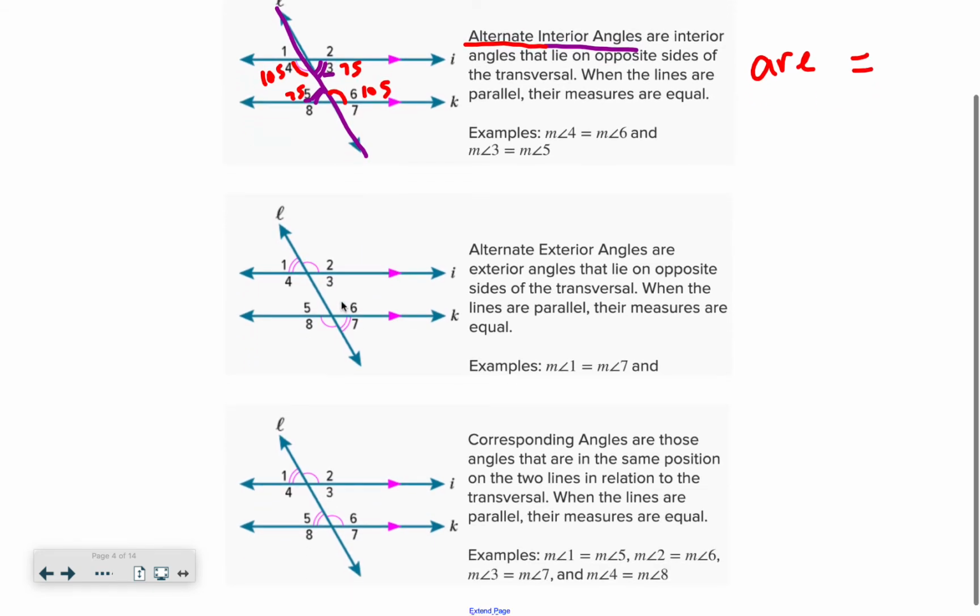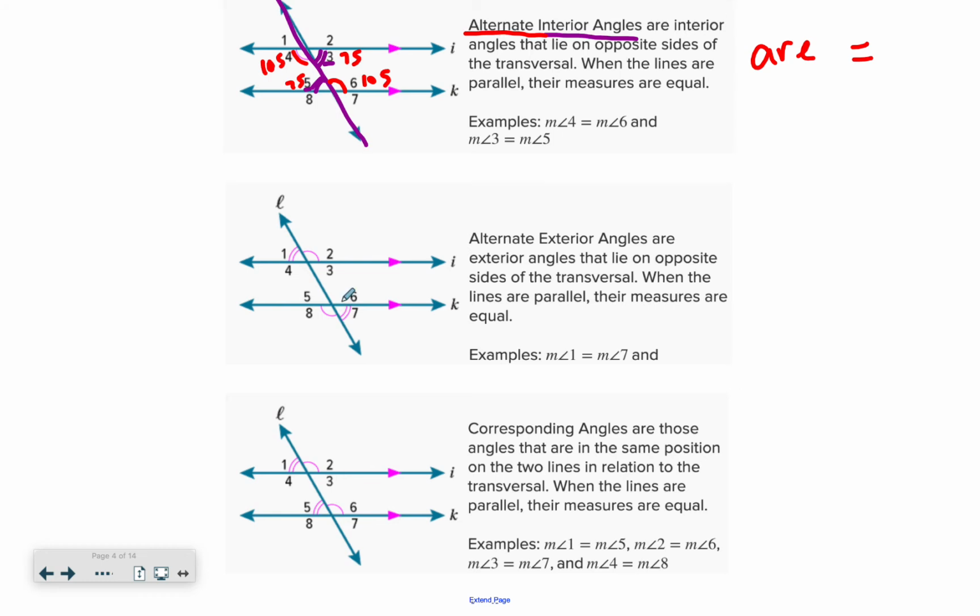So we've talked about alternate interior. Now let's talk about alternate exterior. Again, alternate still means opposite sides of the transversal. If we look, angle 1 would be an alternate exterior angle with angle 7 because they're both on the outside of our parallel lines. They're not inside, they're outside. And they are on opposite sides of that transversal, but they're also not touching each other.